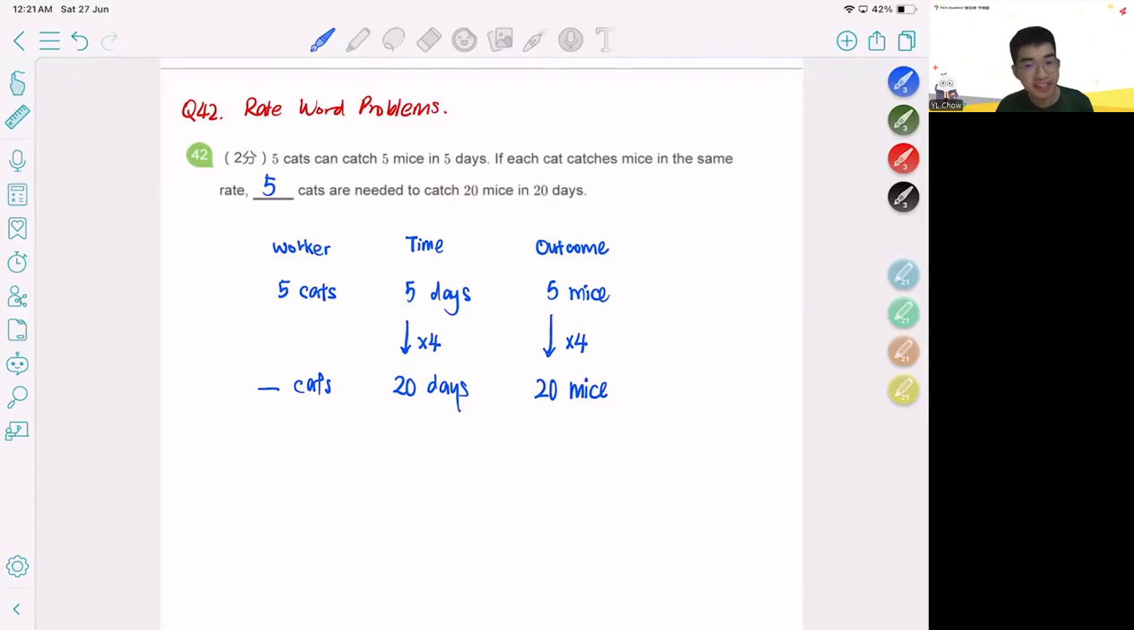So, you get it, 20 days, 20 mice. And notice that I didn't even change the number of workers. So, in that case, actually the workers is still 5. 5 cats will still catch 20 mice in 20 days. I only still need 5 cats. And that's it for question number 42. A tricky one because the numbers are intentionally set for you to fall into the trap.